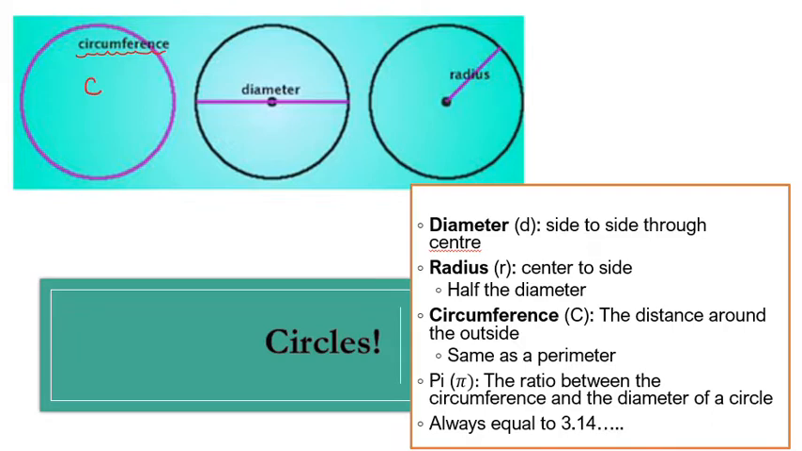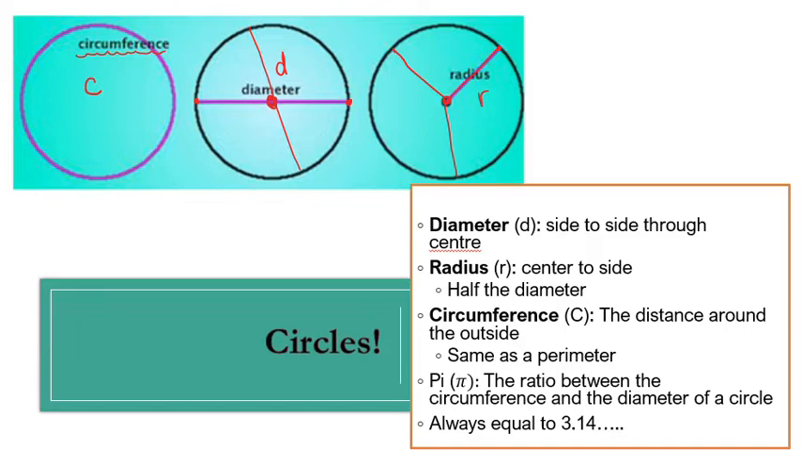A circle also has a center, and if you go through the center, touching two sides of the circle, you have a diameter. It doesn't matter where you put it. If you're going through the center and touching two sides, that has to be a diameter. We're going to give that the symbol little d for diameter. And then if you start at the center of a circle and you go all the way to the edge of the circle in any location, we call that a radius, and we give radius the symbol little r.